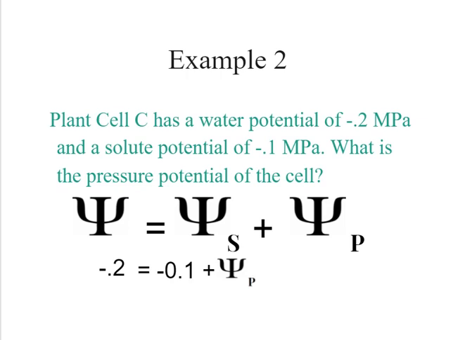I'm going to subtract negative 0.1 from both sides. And when you subtract a negative, it's like adding a positive. So you end up with negative 0.1 equals the pressure.